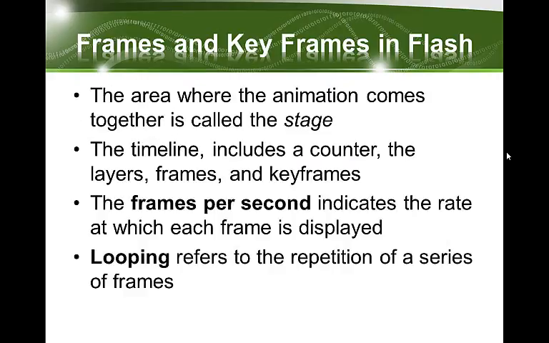The area where the animation comes together is called the stage. The timeline includes a counter, the layers, frames, and keyframes. The frames per second indicates the rate at which each frame is played. And looping refers to the repetition of a series of frames that can be used to add length without increasing your file size.